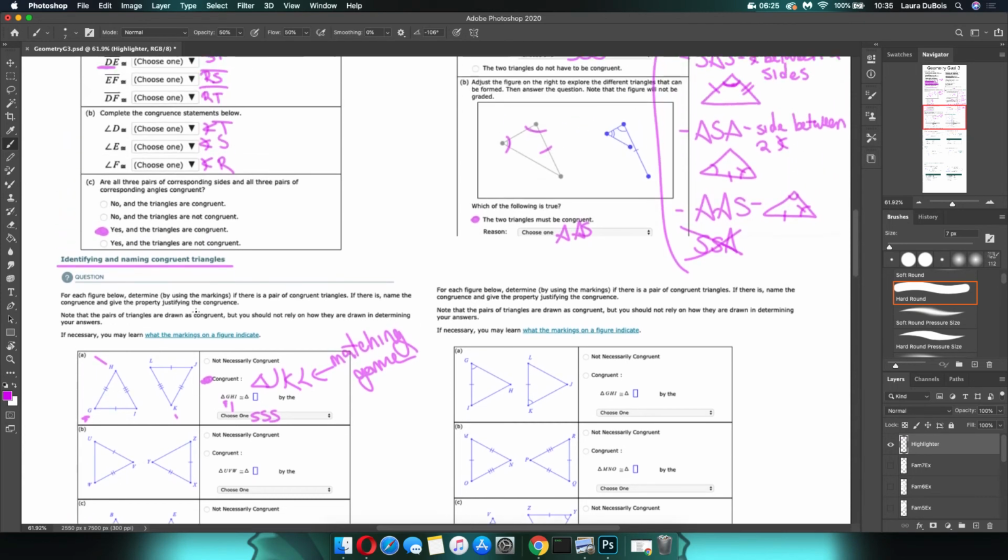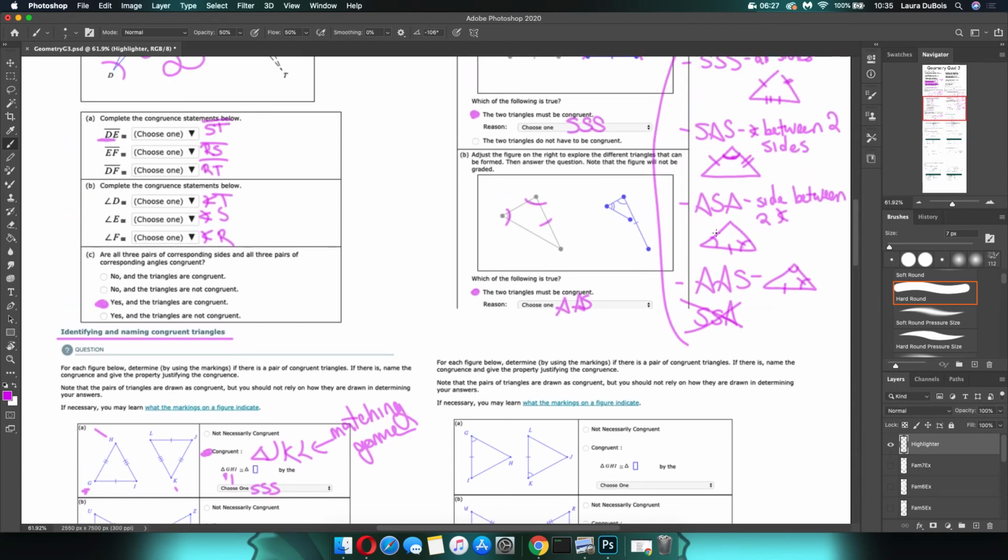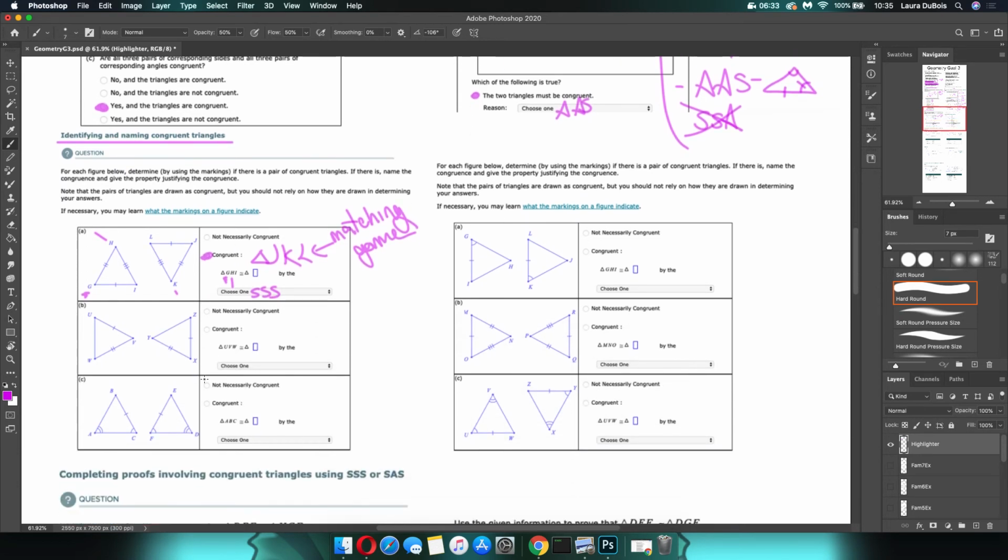If you looked over here, it was angle, angle, side, 1, 2, 3. Angle, side, angle, 1, 2, 3. Side, angle, side, 1, 2, 3. Side, side, side, 1, 2, 3. We only have 2 things over here. We have one side and then the other side. We don't know anything about any kind of angle or side, so this is not necessarily congruent.